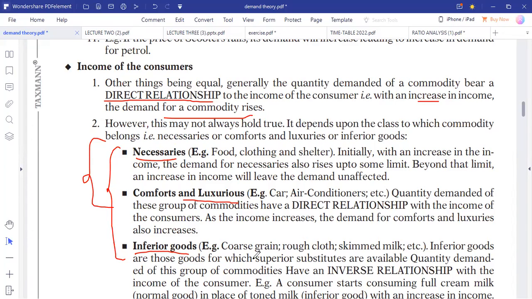There's a particular good we discussed which has an inverse relationship, a negative relationship. It goes the opposite. When your income goes up, you demand less of it. It goes in reverse. We call that an inferior good.